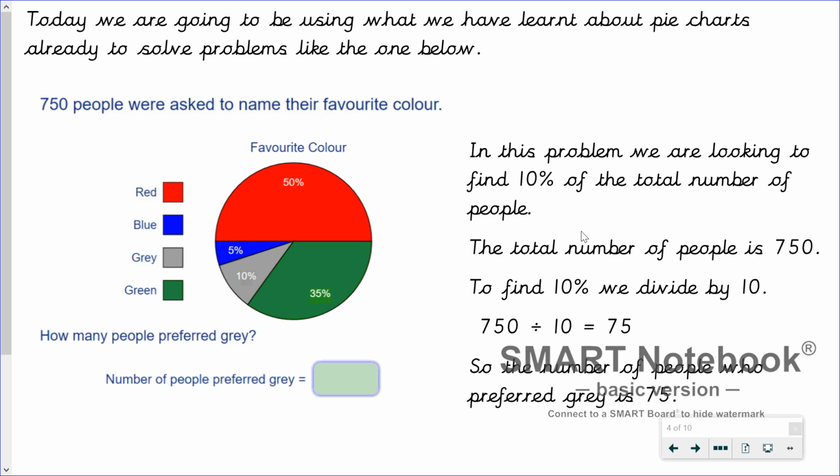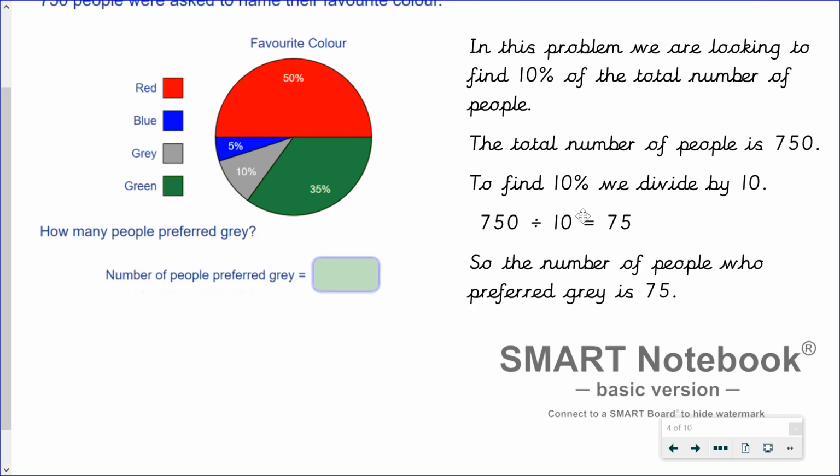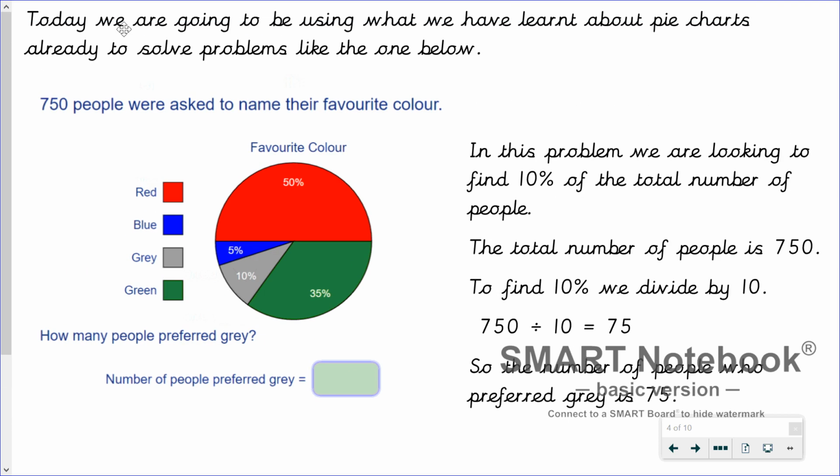So to work out how many people preferred grey, we take the whole amount of people we've got, the 100%, which is 750, and we want grey, which is 10%. So 10% of 750, we divide it by 10, which is 75. That is the number of people who preferred grey because we found 10%, so it was 75. So you look at the total number and you look at the percentage you've got and you divide to make that percentage. Now that one went into 10%, so that's quite nice.